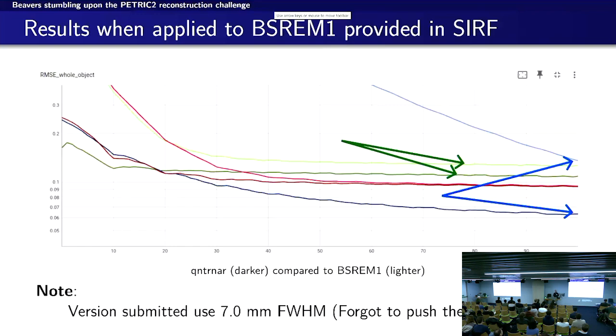So here we have the RMSE of the whole object. In green and in blue, I show you cases where doing the convolution gave us a great boost in speed to obtain a good RMSE for the algorithm. And in red, you can see cases where even if we started greatly with our convolution, at the end, after 90 iterations, it didn't change much in terms of performance.